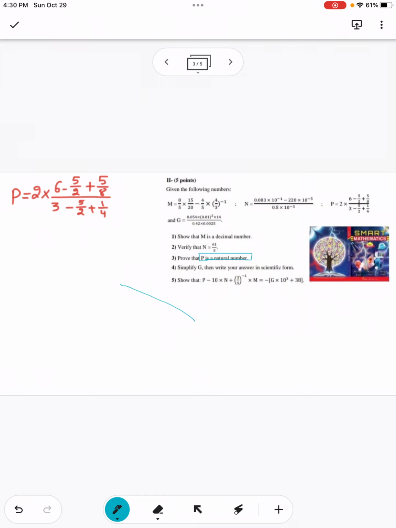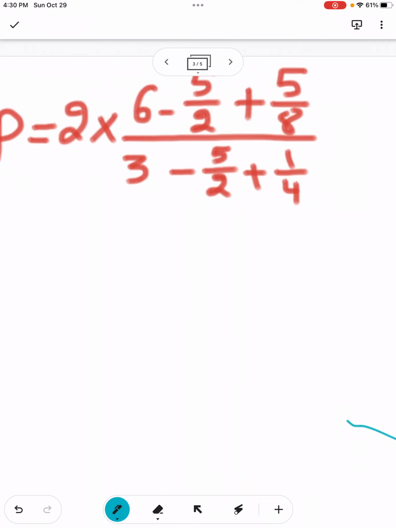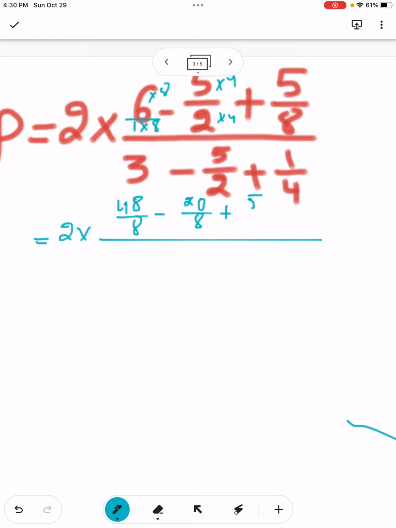How to solve this one? P equals 2 times this fraction. I'll solve the numerators first. In the numerator here we have 2 and 8. 6 has nothing under it, so its denominator is 1. I multiply it by 8 to have the same denominator as 2 times 4. So now 6 times 8 is 48 over 8 minus 20 over 8 plus 5 over 8.